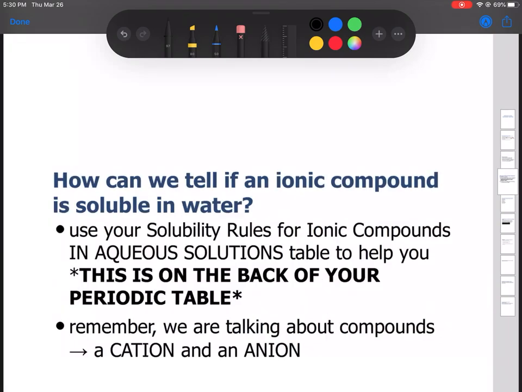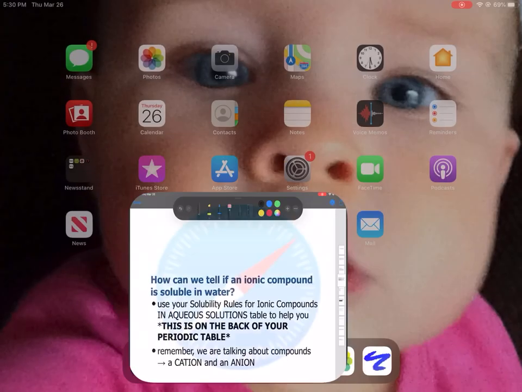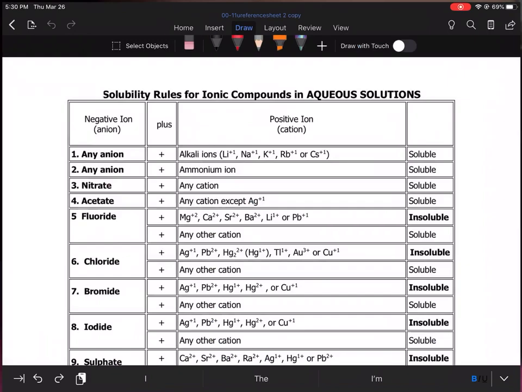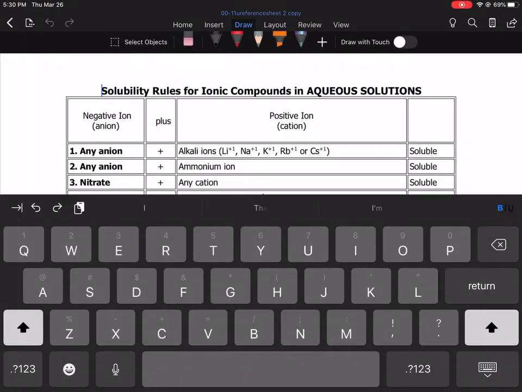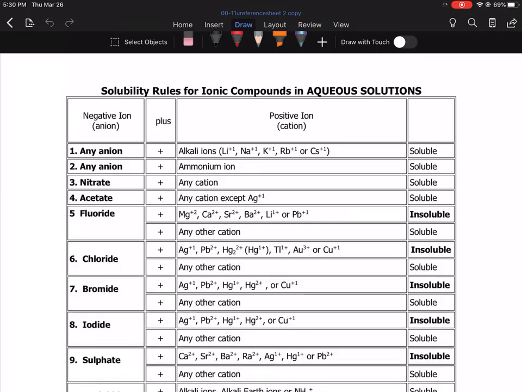So how can we tell if an ionic compound is dissolved in water? You need the back of your periodic table. If you don't have your periodic table, then I have put this on D2L. So this is the back of the periodic table, and here you can see that there are words that say soluble and words that say insoluble.